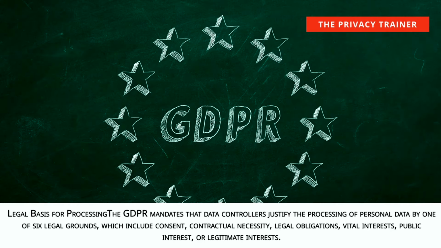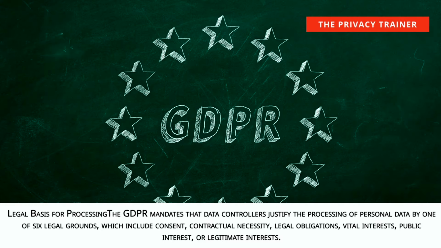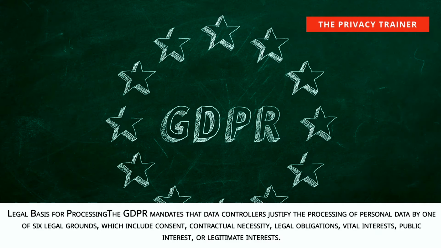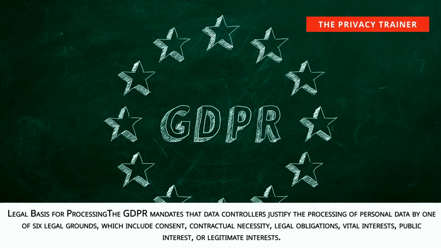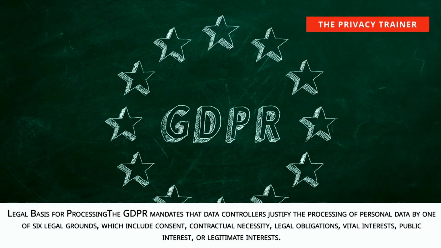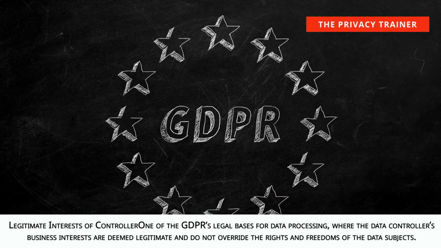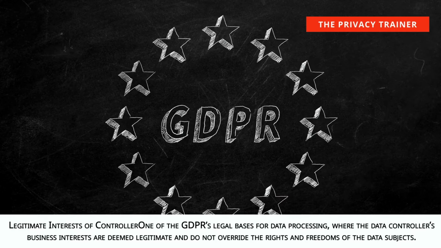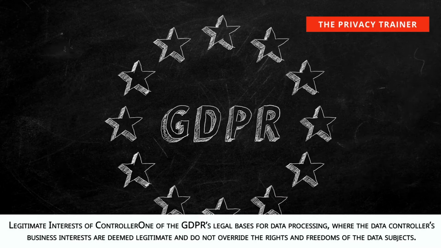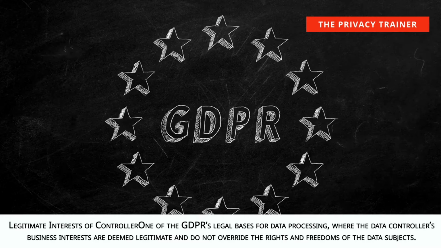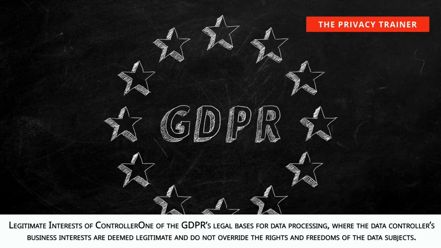Legal basis for processing: the GDPR mandates that data controllers justify the processing of personal data by one of 6 legal grounds, which include consent, contractual necessity, legal obligations, vital interests, public interest, or legitimate interests. Legitimate interests of the controller are one of the GDPR's legal bases for data processing, where the data controller's business interests are deemed legitimate and do not override the rights and freedoms of the data subjects.